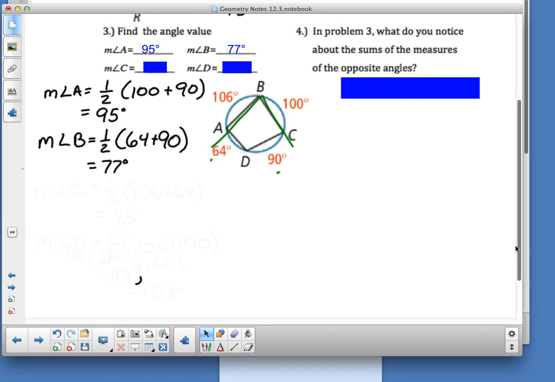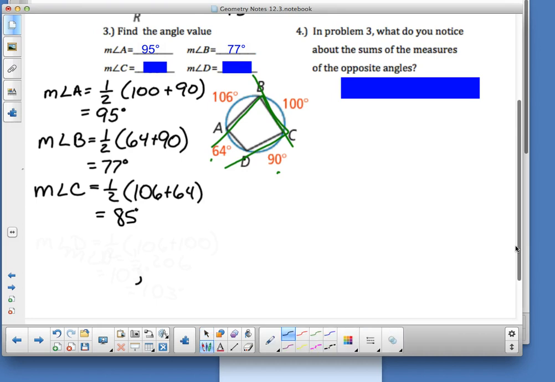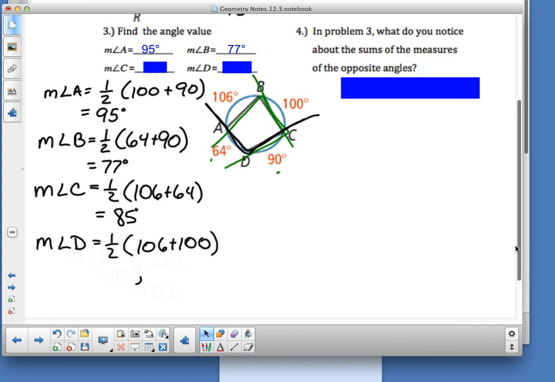If I'm doing angle C, it's going along here. It's here and here. That's 106 and 64. That's 170. I cut that in half, and I get 85. Okay? It's the same methodology, but the method comes down to one thing: halvesies or doublesies. Inscribed angles are half the size of the arcs they intercept. Arcs that are intercepted are twice as big as the angles intercepting them. So in D, I got 106 and 100. Half of 206 is 103. So the measure of angle D is 103.